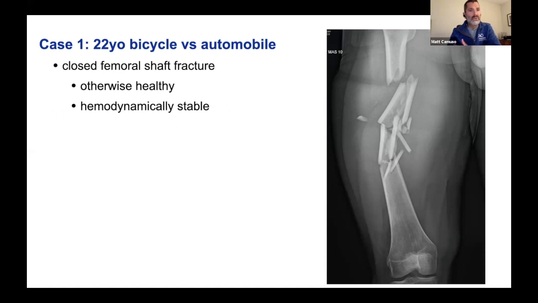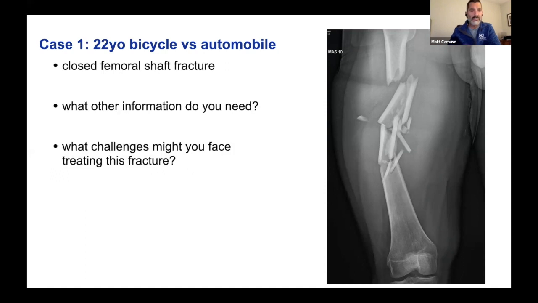So here we've got a fracture in an otherwise healthy patient who's hemodynamically stable. Mitch, what other information do you want with regards to this patient? And maybe more importantly, what challenges do you anticipate when you're treating this specific femur fracture?